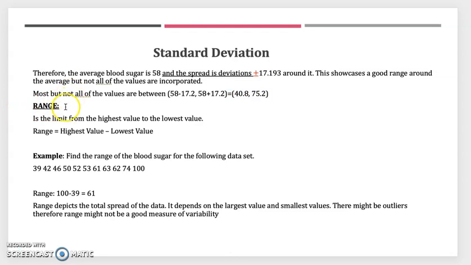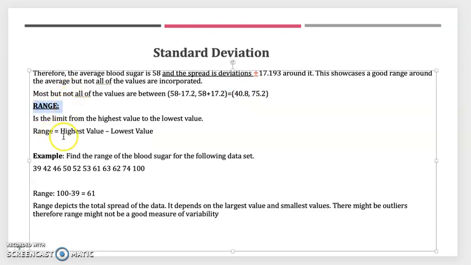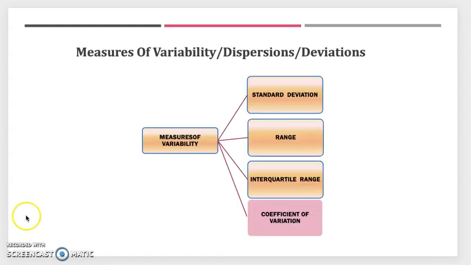Then the next one we want to talk about is the range. The range definition is the limit from the highest value to the lowest value. So we're using the smallest number and the biggest number. That's why we can see the values distributed between this range. So for the measures of variability, dispersion and deviation, we have the standard deviation and the range.